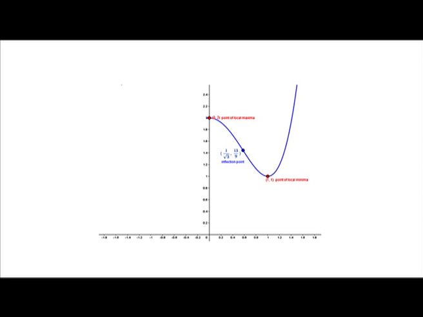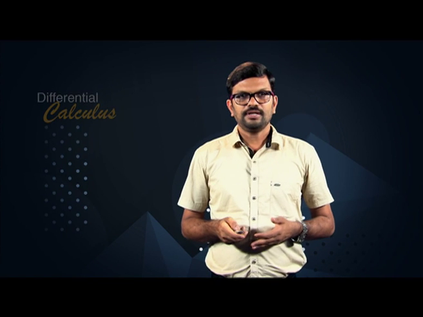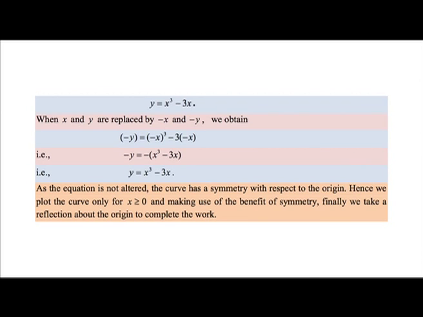We have completed sketching to the right side of y axis. We can complete our work just by taking a reflection about the y axis. Let us now look at another function y equal to x cube minus 3x.